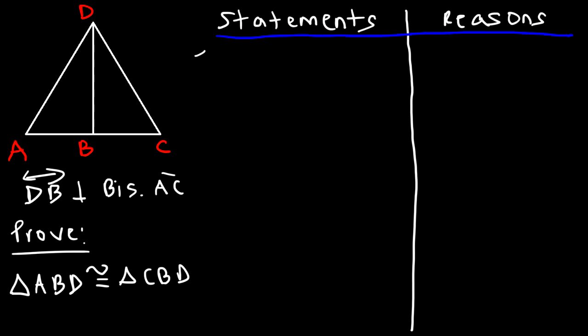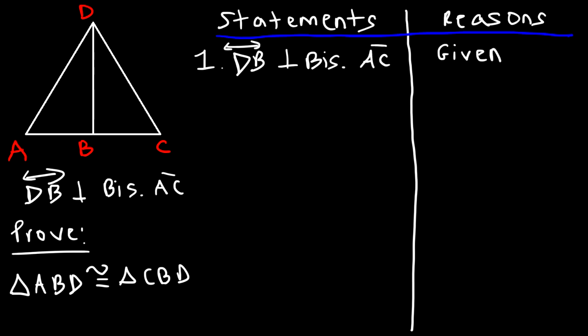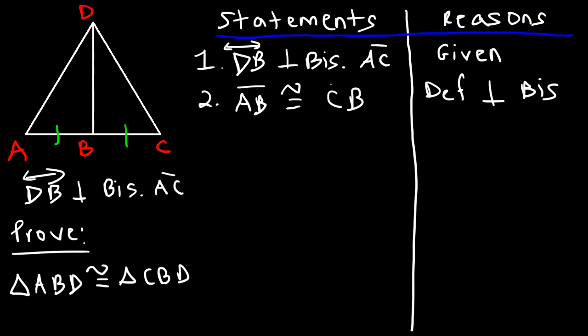So let's start with what we're given. Line DB is the perpendicular bisector of AC. So what do we know about perpendicular bisectors? They form right angles and they bisect the segment into 2 congruent parts. And that's basically the definition of a perpendicular bisector. So anytime you need to prove that it bisects a segment into 2 parts, or that it forms right angles, your reason is the definition of a perpendicular bisector. And so we could say that AB is congruent to CB.